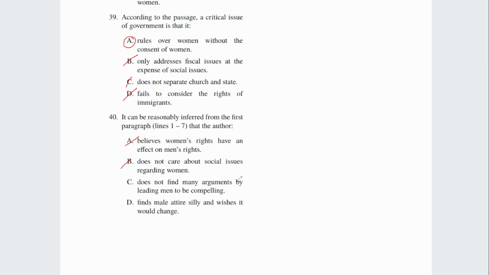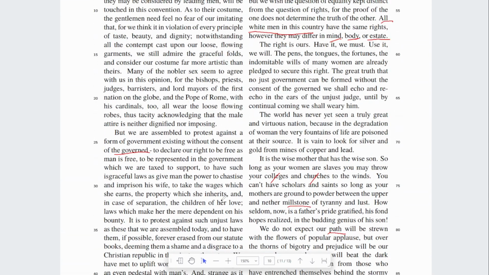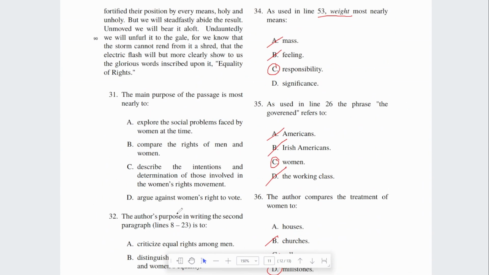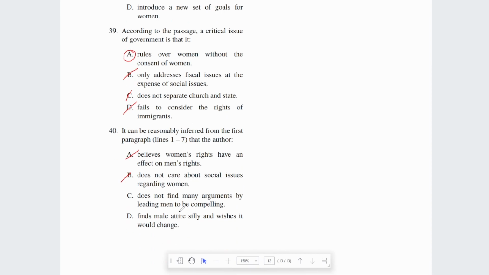So it sounds like this first part of the paragraph is designed to what you might describe as parry objections, right? We're trying to say, look, here is what leading men might try to say, and in fact she does say, none of these points, however important they may be considered by leading men, will be touched in this convention. She's saying these points made by leading men, we're not talking about them. We don't really care about them. They think they're important, but we're not going to talk about them. So to me, it seems pretty clear that she does not find many arguments by leading men to be compelling.